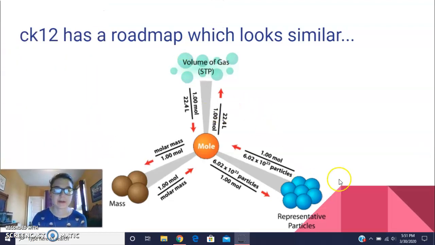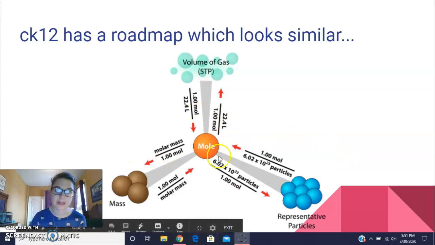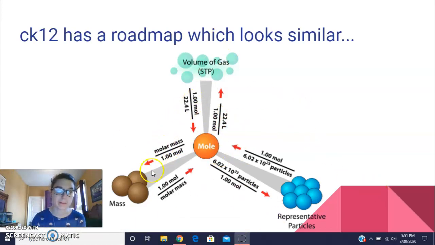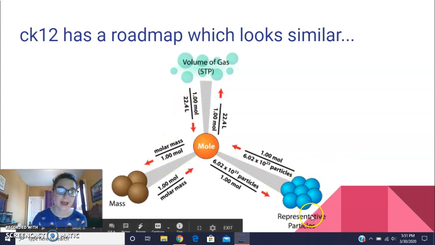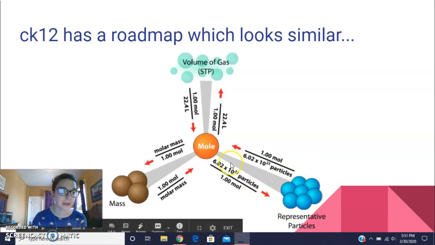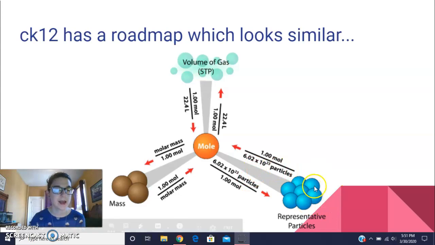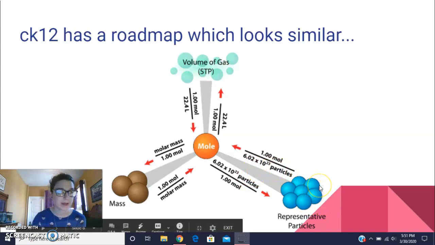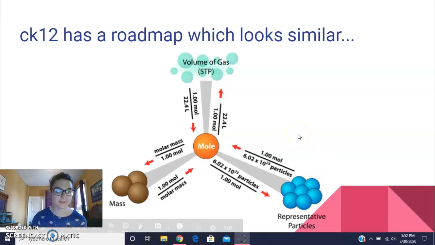CK-12, the online program we've been using, in section 10.9, uses a roadmap that looks like this. So they have volume, mass, and then they clumped atoms, molecules, formula units, ions, all those things into representative particles because those have the same conversions. I added atoms into it because you can go to molecules using this conversion, but I wanted you to also have a road that showed you how to go from molecules to atoms. So that's why my roadmap has an extra road for you to use.